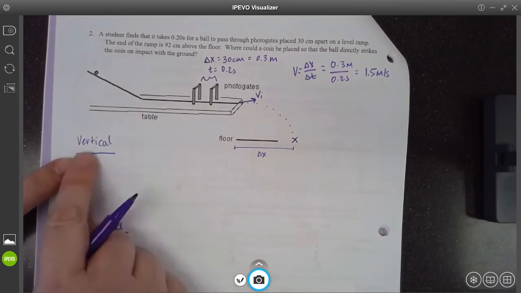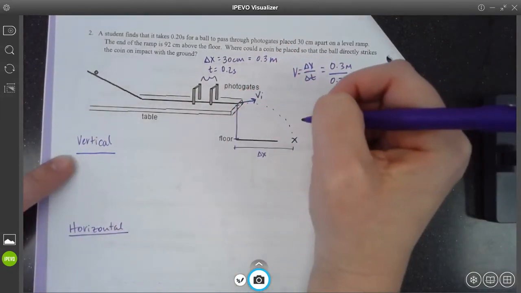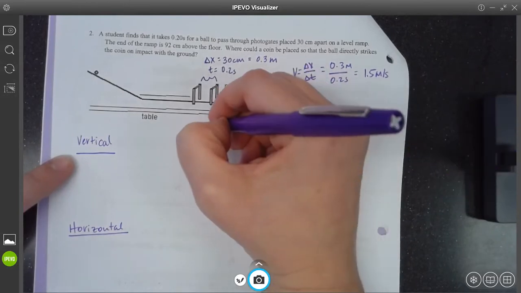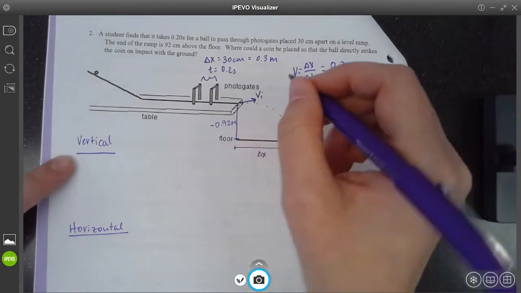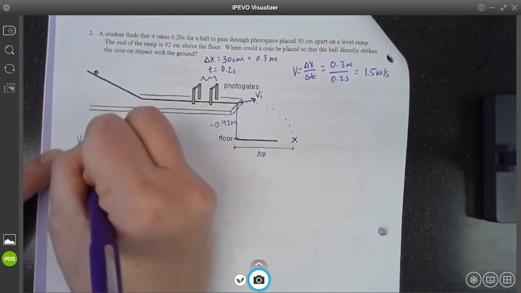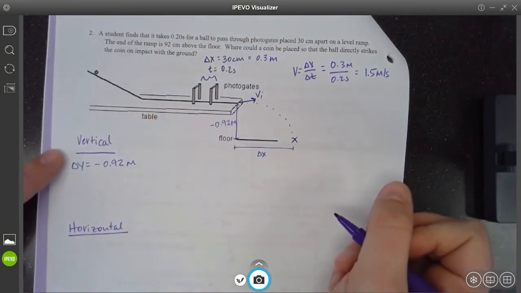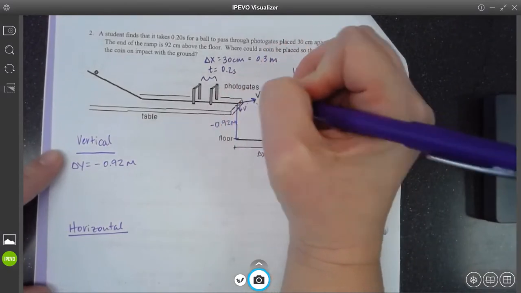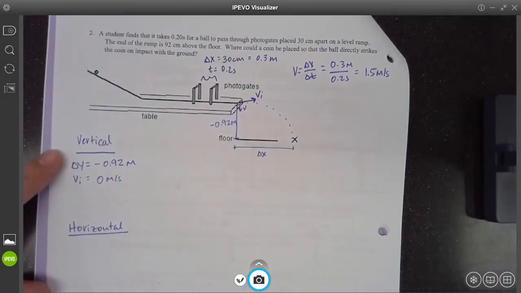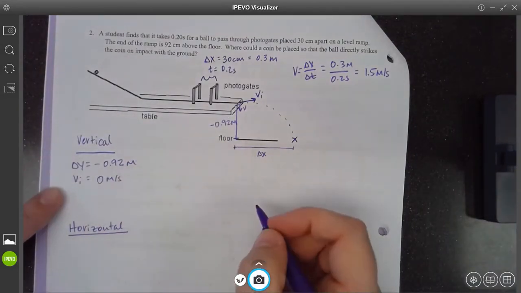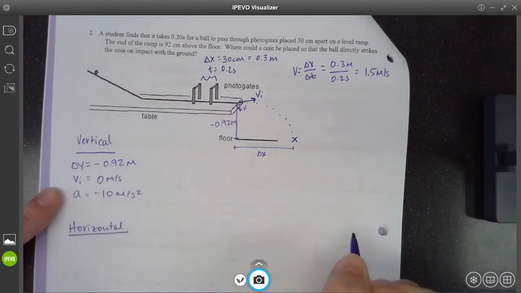So the things that we know. In vertical, our displacement, our change in height, is going to be minus 0.92 meters. It was 92 centimeters, but we need to convert it to meters. And it's negative because we're going downward. We know that our initial vertical velocity is 0 meters per second, just like if we were dropping something, rock or baseball or whatever. We also know that our acceleration due to gravity is minus 10 meters per second squared.